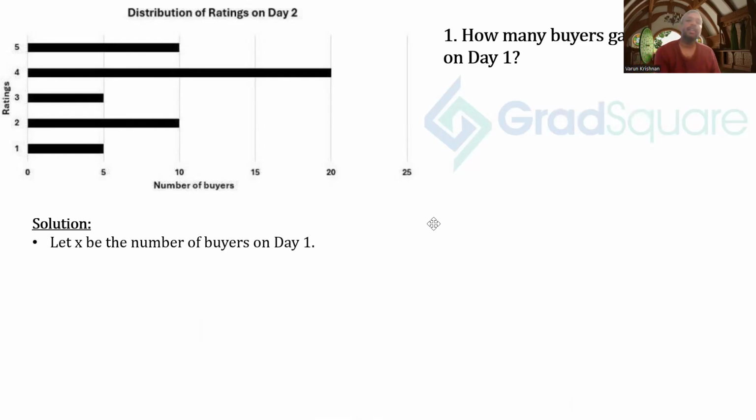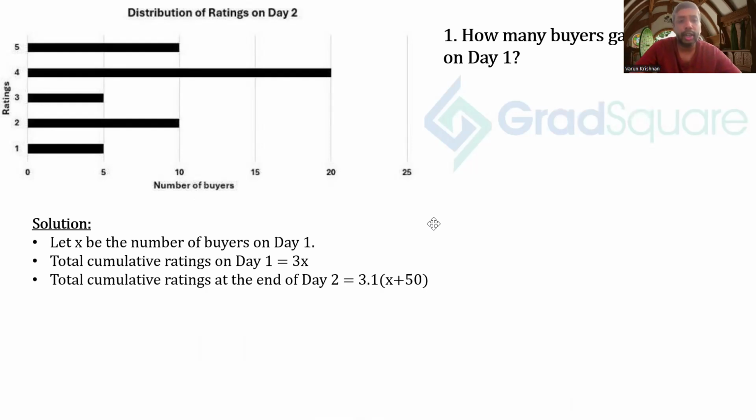Which means that if I take the number of buyers on day 1 as x, then the sum of all the ratings on day 1 will be equal to 3x, right? Because the cumulative average is 3. So 3x will be the sum of all the ratings given. Next, the total cumulative average at the end of day 2 is 3.1. And I know on day 2, as I can count here, 50 buyers gave ratings, because 10 have given 5 plus 20 have given 4.